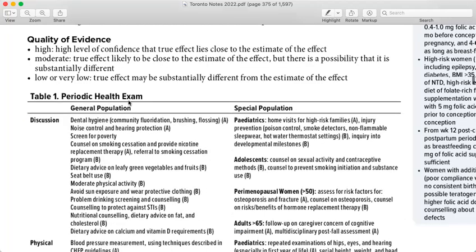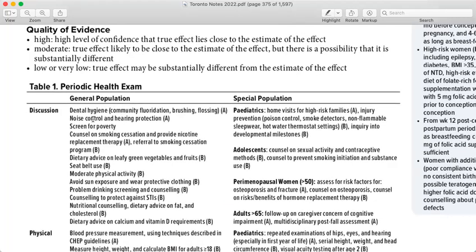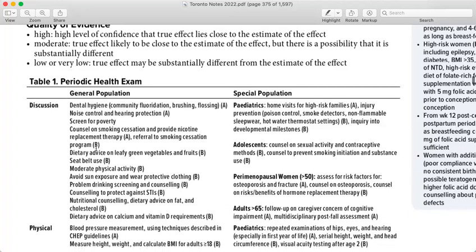So the table here, periodic health exam. So general population, we do dental hygiene in everyone. We go for the counseling of smoking in everyone who is smoking. Noise control is important, since screening for poverty. So this A and B shows A is the thing that must be done in everyone.